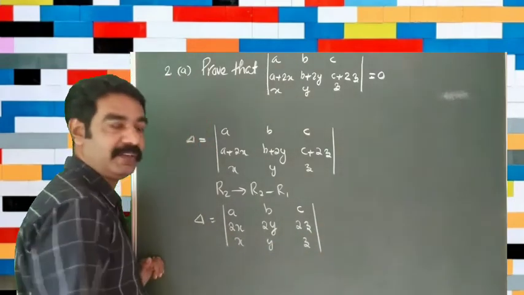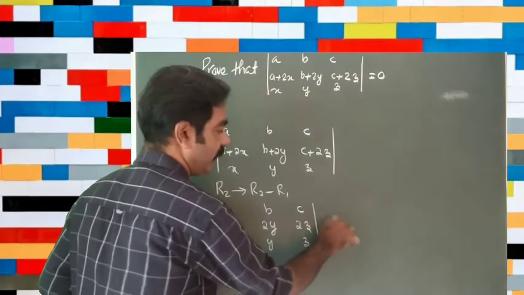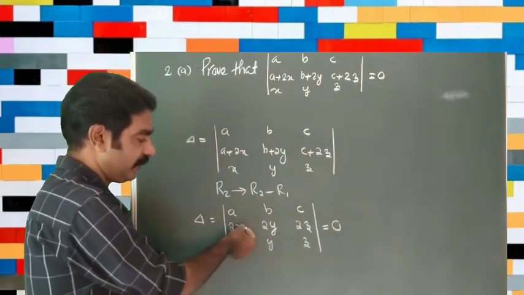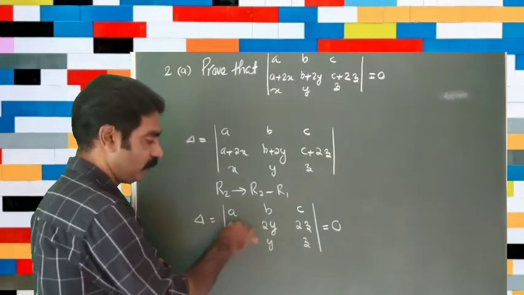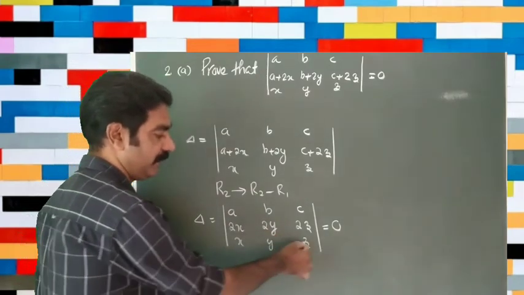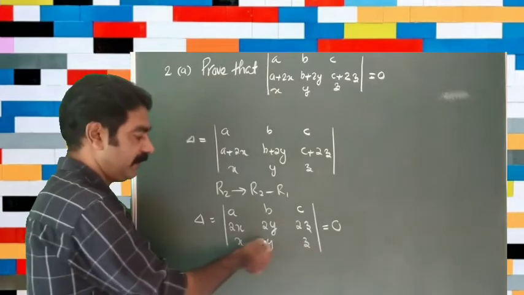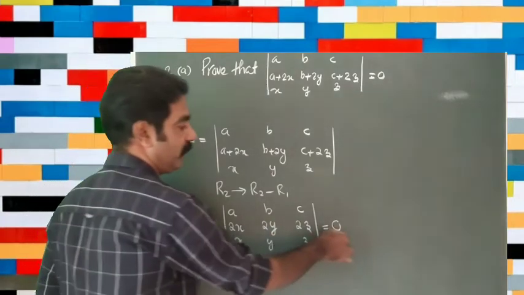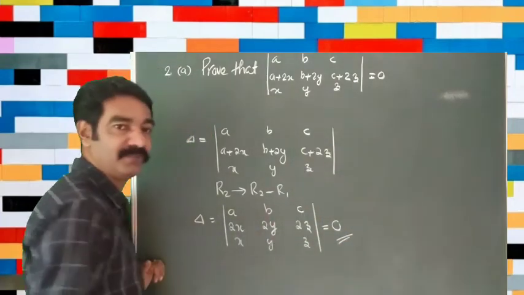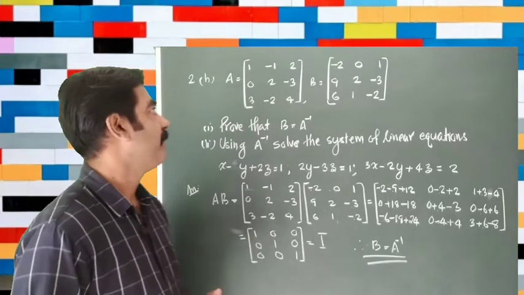So it is very clear that the value is equal to 0. Why? Because the second row and third row are proportional. Here x, here it is 2x. Here y, here it is 2y. Here z, here it is 2z. That means the third row and second row are proportional. So the value of the determinant is 0. Hence the proof.